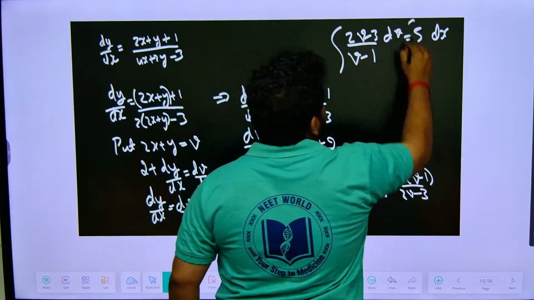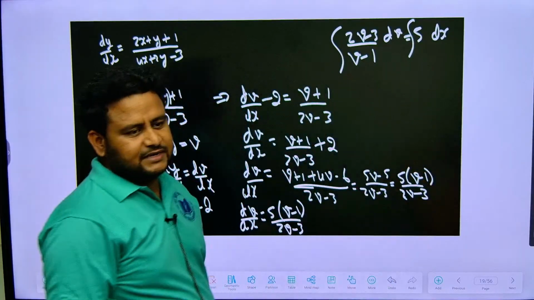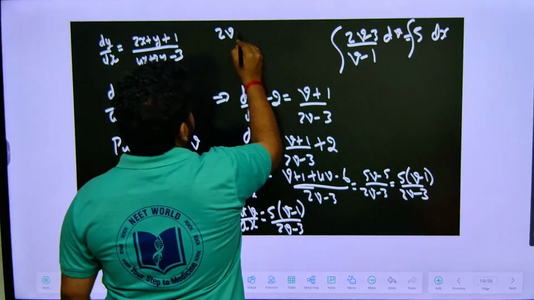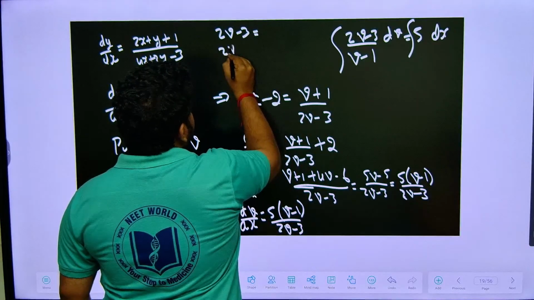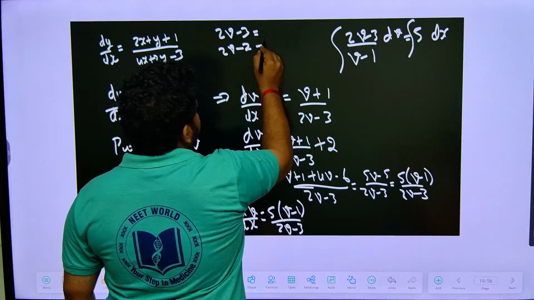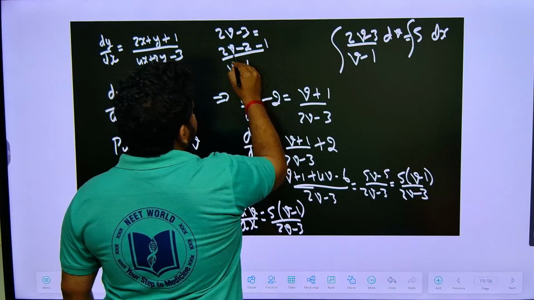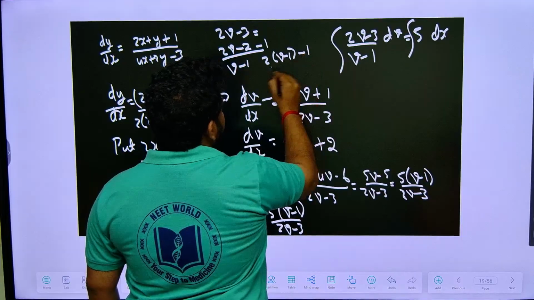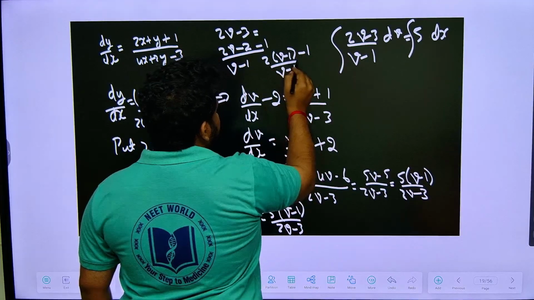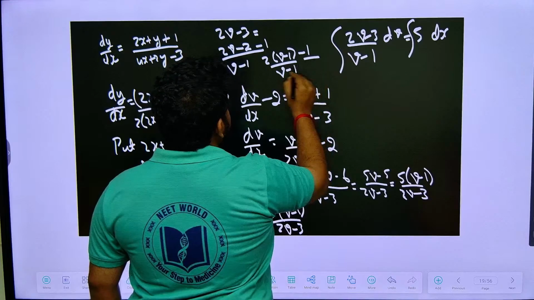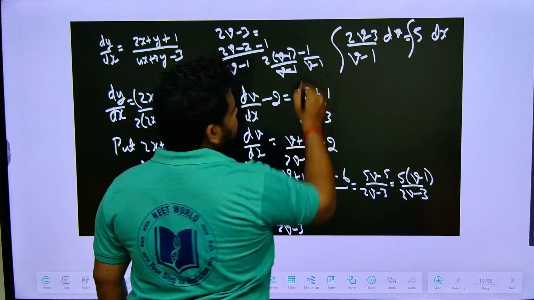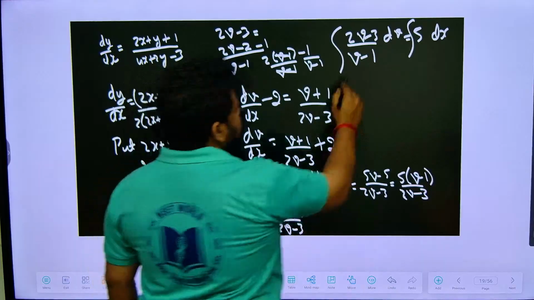Now integrate both sides. 2v minus 3 can be written as 2v minus 2 minus 1, so 2v minus 3 by v minus 1 is 2 times v minus 1 minus 1 by v minus 1. If I separate and divide, the v minus 1 cancels in the first term, and the second term is 1 by v minus 1. Correct?